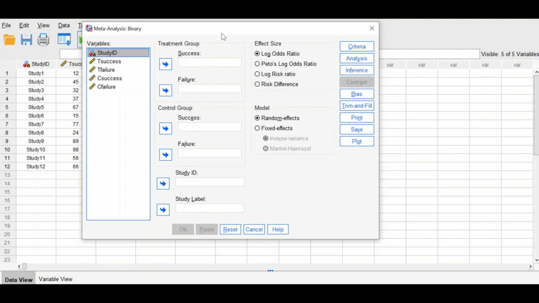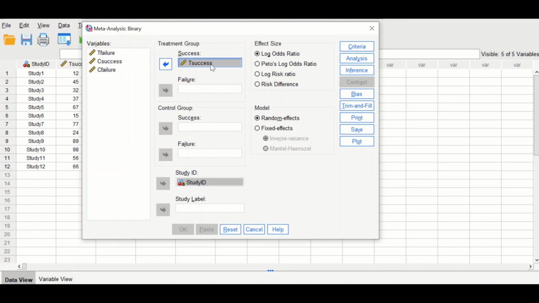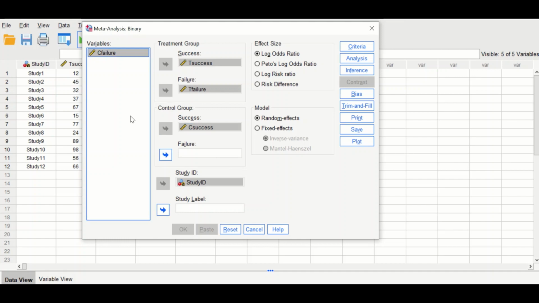And the way to fill that is to select the study ID and move it to this section, and for the treatment, move the success to this box and the failure to this one. And for the control, move the success to the control group, and the failure to the failure section.